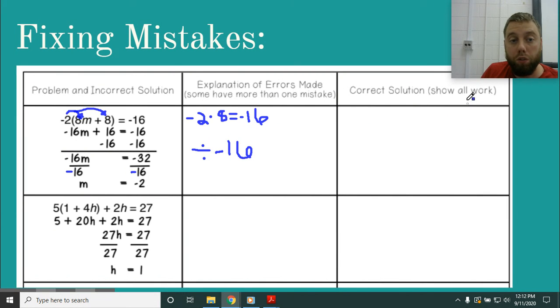And the correct solution, now that we found the two mistakes, I'll trust you folks to write out the correct solution yourself, showing all your work, obviously.